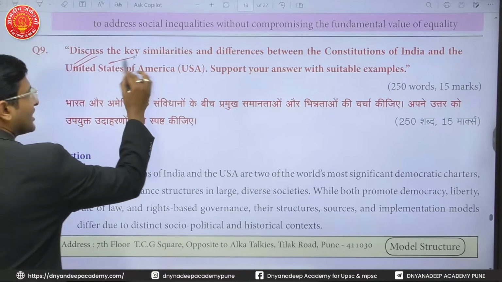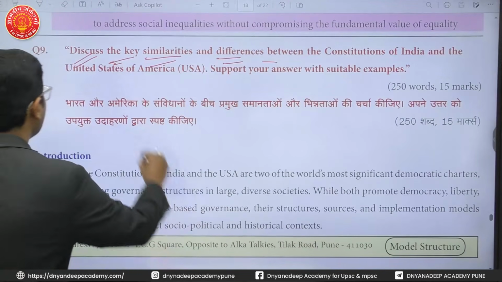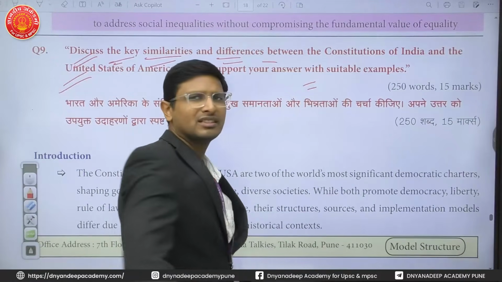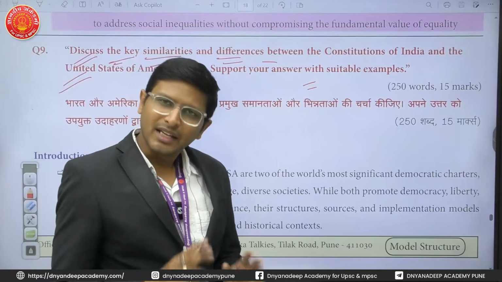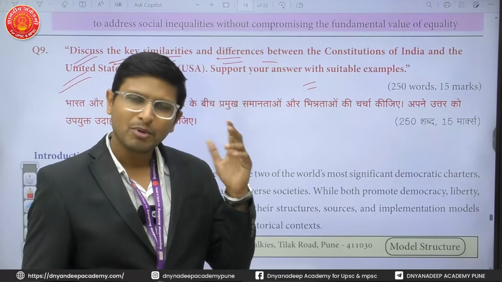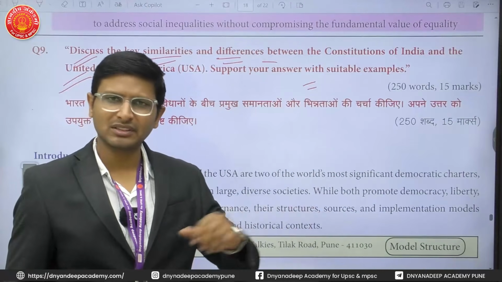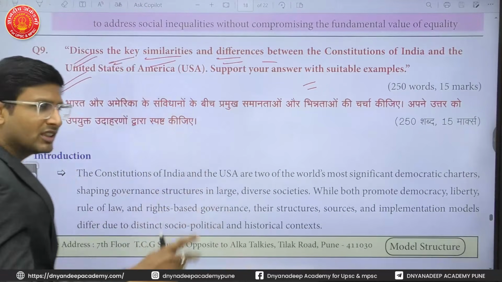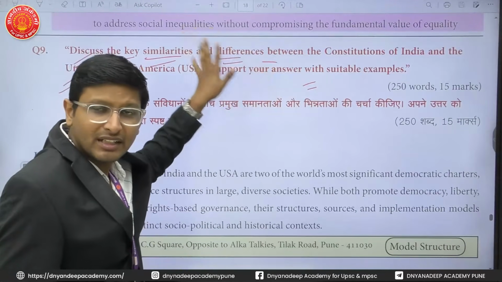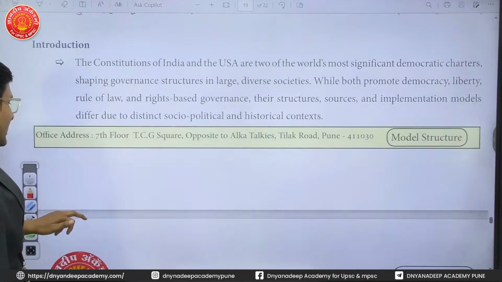The next question is: discuss the key similarities and differences between the Constitution of India and the United States of America. Support your answer with a suitable example. Here the differences have been asked. Even though differences have been asked, you can use some examples of similarity also, because the Indian and USA Constitutions have some similarity, but of course they have differences also. The main thing is the difference between the Indian Constitution and the American Constitution. So let's talk about that.